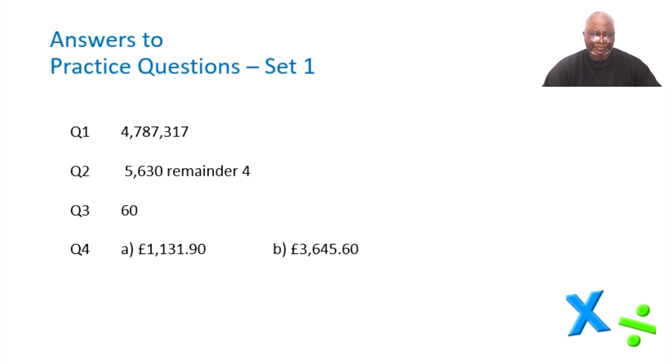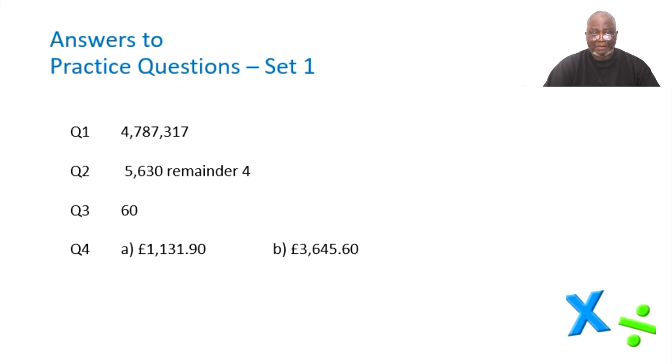And these are your answers. Question 1, 4,787,317. Question 2, 5,630, remainder 4. Question 3, 60. And question 4, A, £1,131 90p. B, £3,645 60p. Please note that the answers you're given here are just the figures, or the logical answers, yes or no, as the case might be.